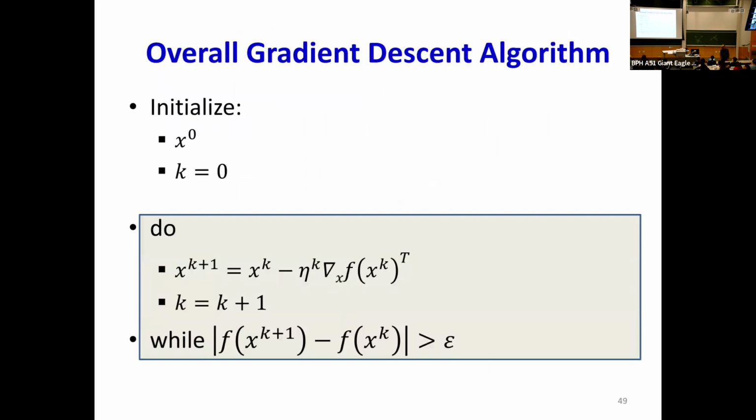So here's the overall gradient descent algorithm. If you want to minimize a function f of x with respect to x, you start off with an initial guess x0. Then you iteratively take a step against the gradient until steps no longer decrease the function considerably, right? Everyone with me? Any questions? No. Okay.